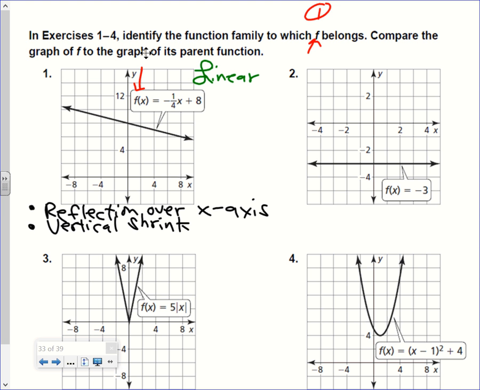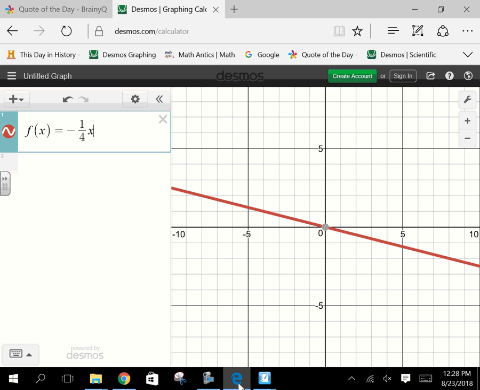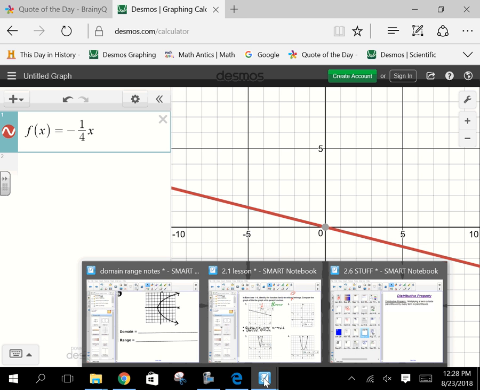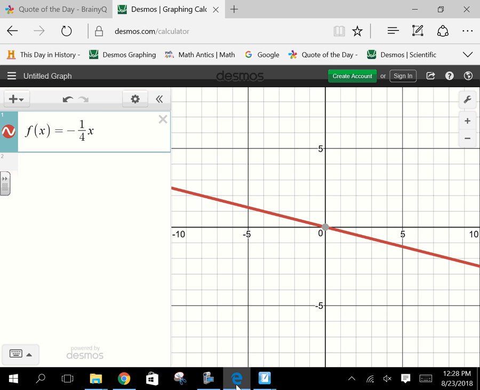Okay. So we got the reflection, vertical shrink, but not only that, I noticed that the line, look at the parent. The parent is actually crossing at 0. The child went all the way up here at 8. Notice in your notes, it's all the way up here at 8. So what kind of transformation would that be? Is it a translation, is it a reflection, or is it a shrink or stretch? The line went from 0 all the way up. What would that be called?